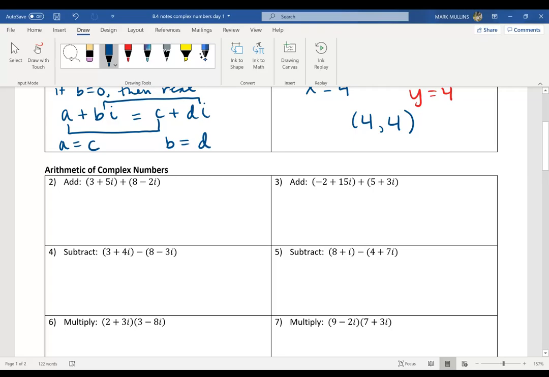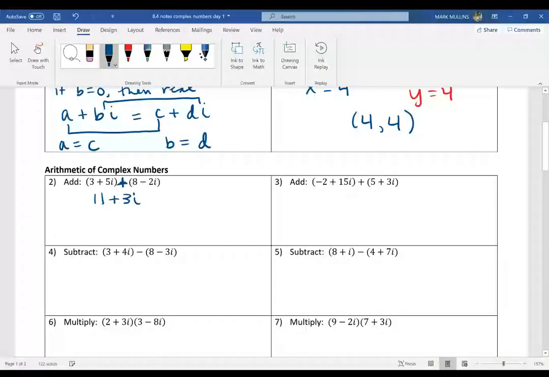So next we're looking at the arithmetic of complex numbers. You'll notice that between the parentheses in problem 2, we have a plus sign, and the directions also helpfully tell me to add. So when I am adding complex numbers, I just add the real parts and I add the imaginary parts. So 3 plus 8 would be 11. 5i minus 2i is plus 3i.